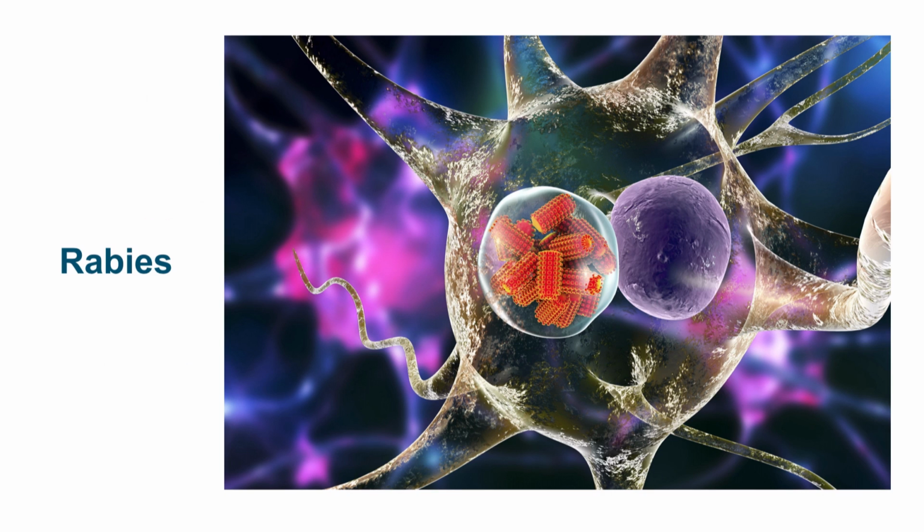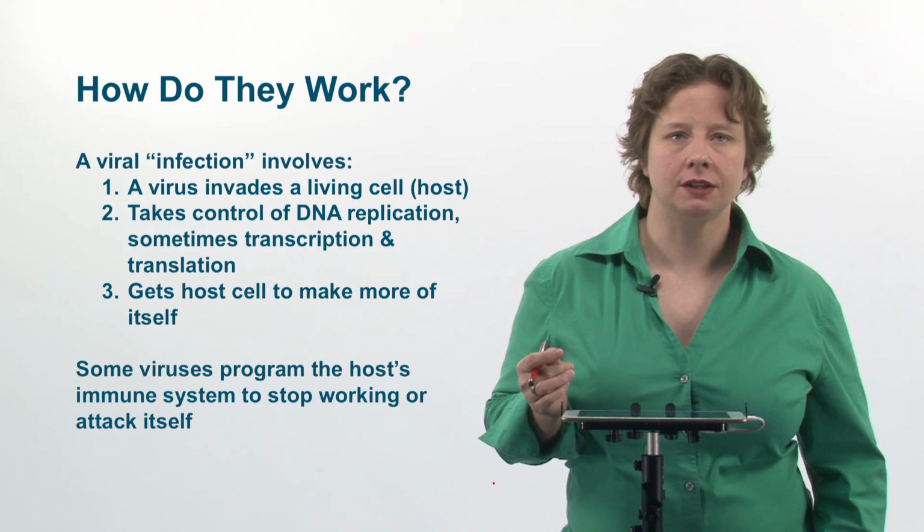And this is a great picture of the rabies virus in an infected host. There are a whole bunch of them all together inside this little sphere of protection, and they're getting ready to infect this host cell. So how do viruses actually work?